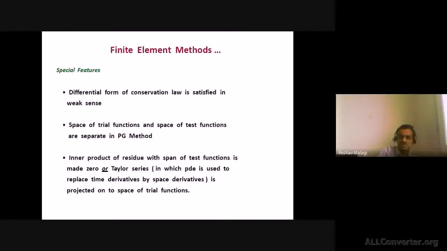Here also you will need to define elements, which are like what you saw in finite volume: surfaces, the element size, their relation to the neighboring elements, all those things are needed.